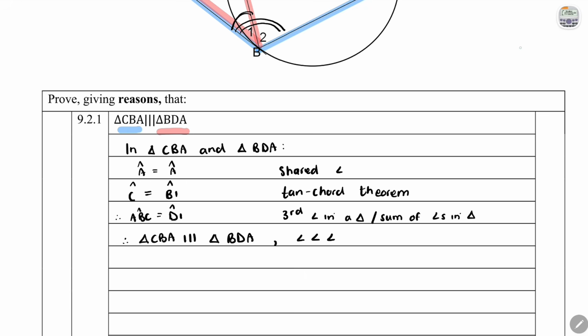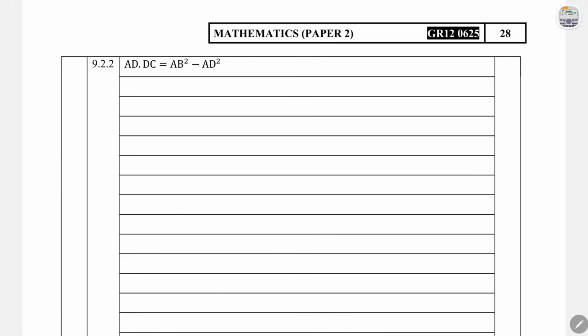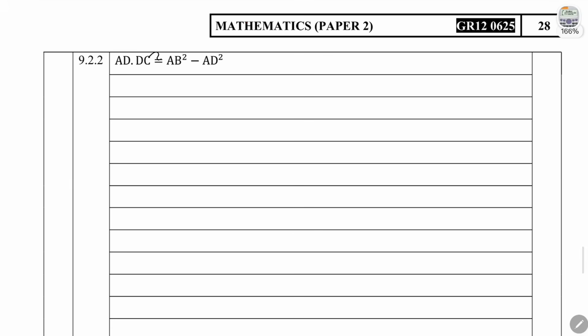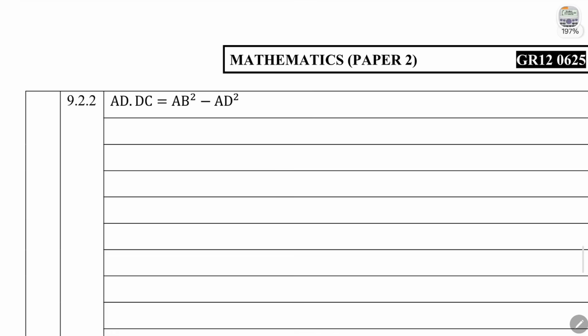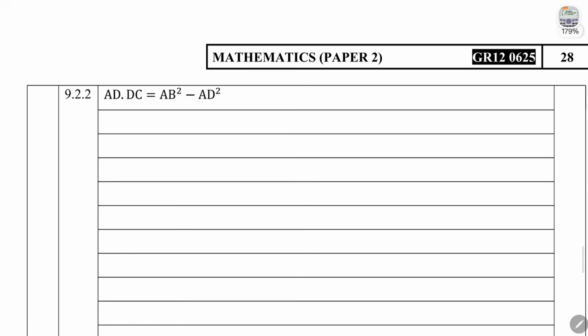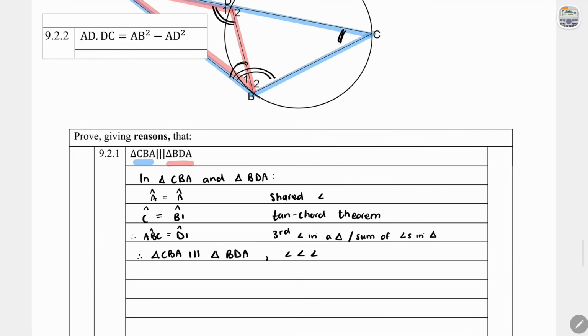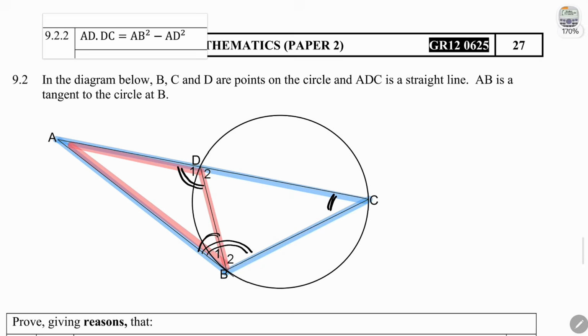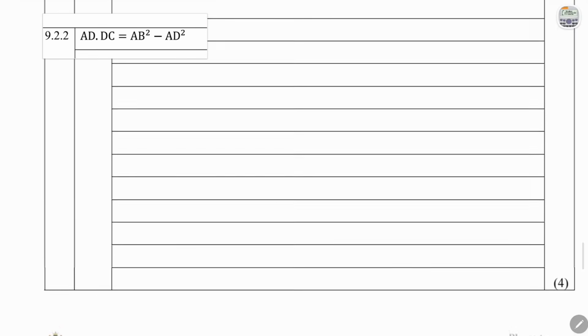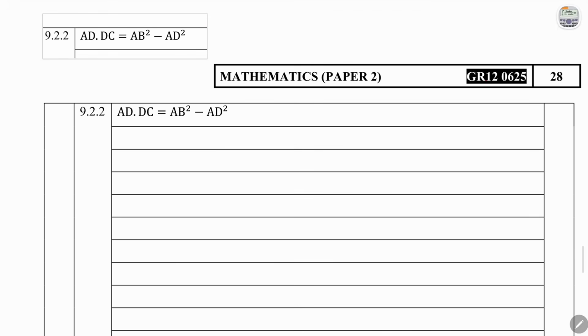Moving on to the next question. Question 9.2.2 says we need to prove that AD times DC equals AB squared minus AD squared. Okay, so let's see how these relate to the sides we have in our triangles. Because we already proved that these triangles were similar, we can use their proportions because they still refer to the sides that we have. So instead of looking at the diagram, let's see how we can actually form this using these proportions.